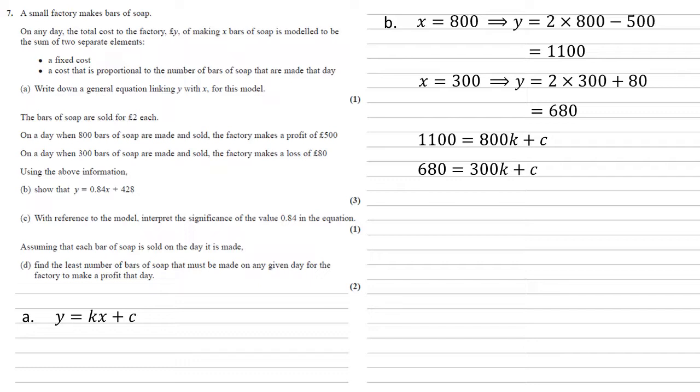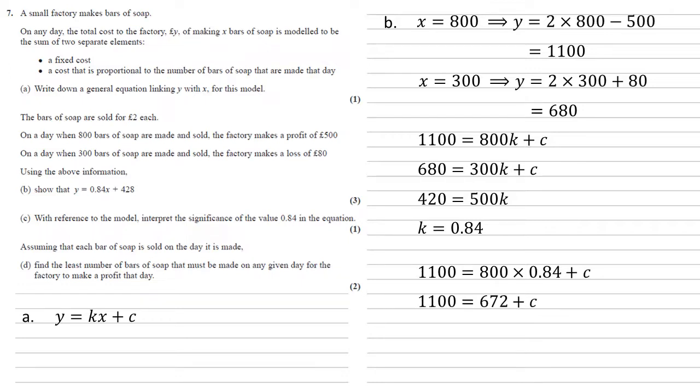So looking at these, they've both got plus c. So let's take the bottom line away from the top, which will give us 420 equals 500k, k equals 0.84. Substituting this back into our first of the simultaneous equations gives us that 1,100 equals 800 times 0.84 plus c. So that's 672 plus c, so c is 428. Therefore, we've got that Y equals 0.84x plus 428 as required.